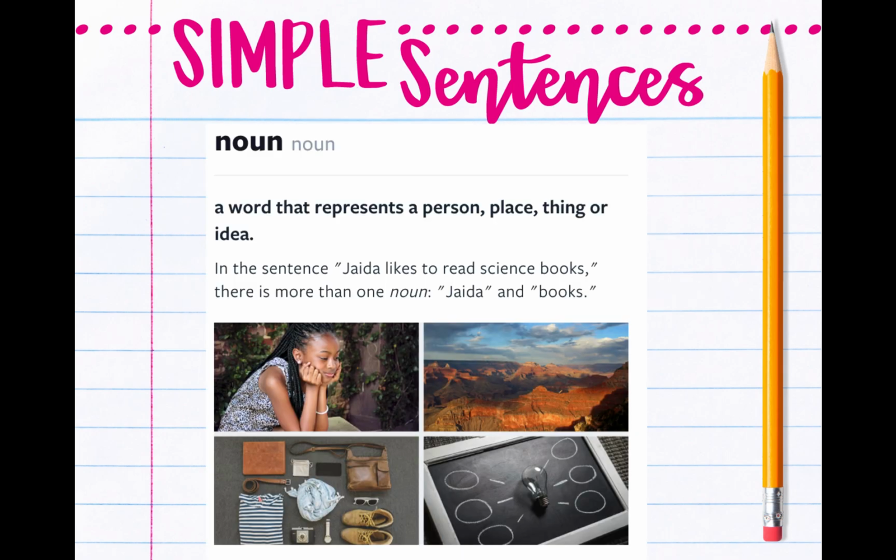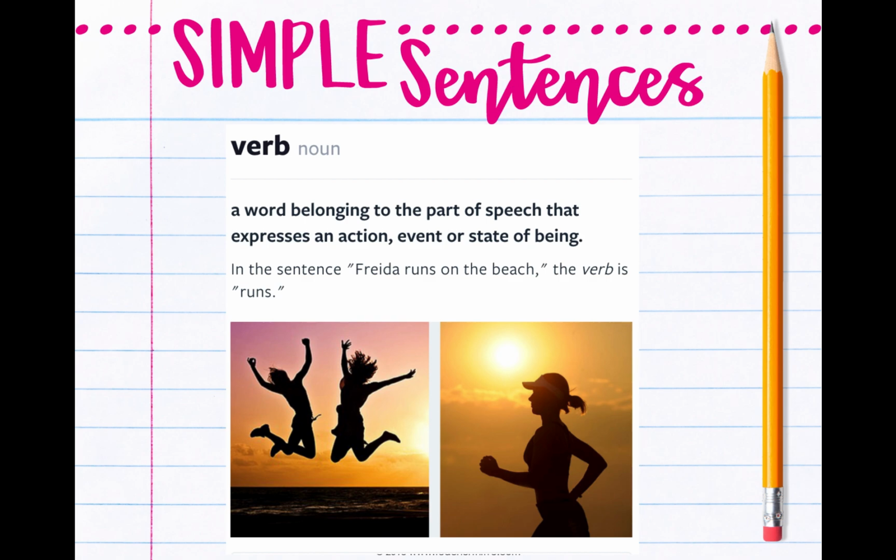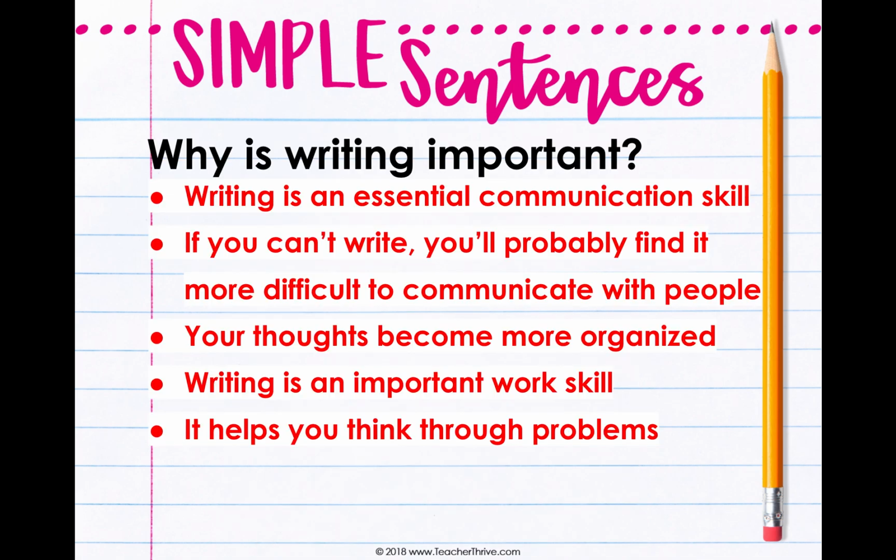A noun is a word that represents a person, place, thing, or idea. An action is a thing someone does or performs. A verb is a word belonging to the part of speech that expresses an action, event, or state of being. And an action is always a verb. Remember, a verb is an action, a thing that you do.